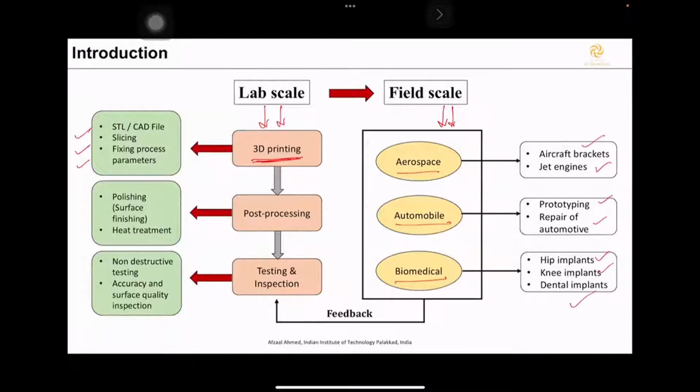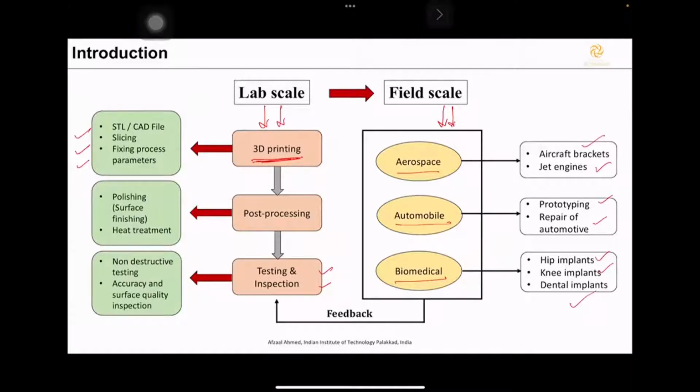And the final step is the testing and inspection. This is another important step which can be performed based on non-destructive testing or various ways of measuring the dimensions using CMM, coordinate measuring machine, measuring the surface quality and the integrity, as well as finding out the various parameters which suit the field scale requirement.